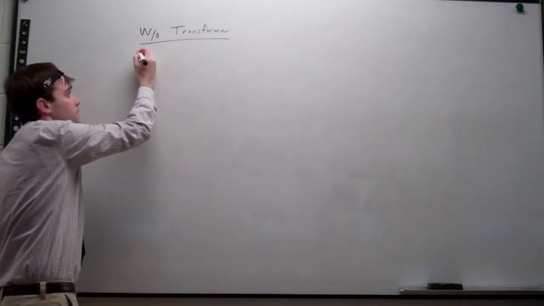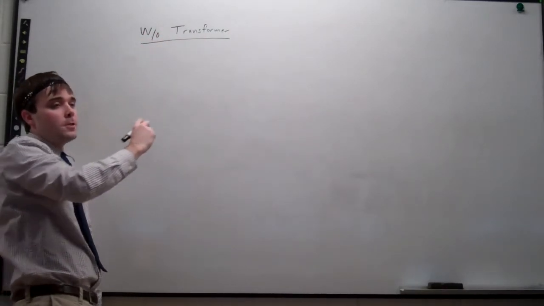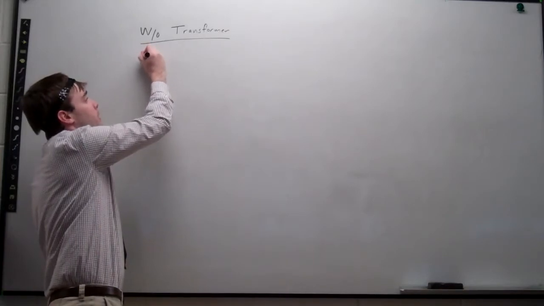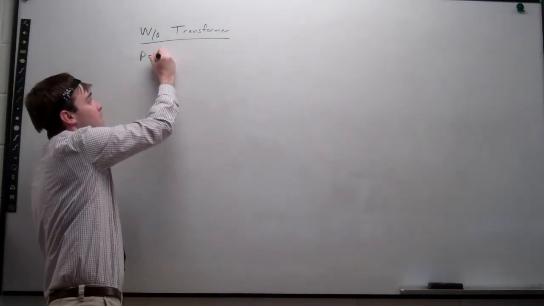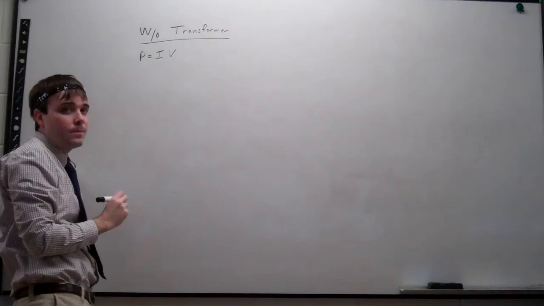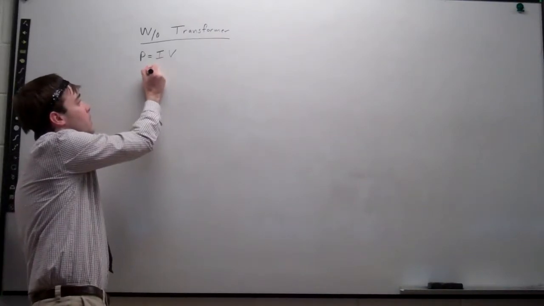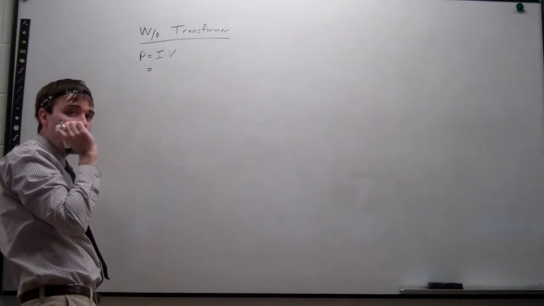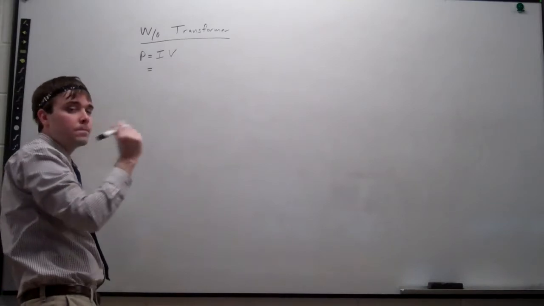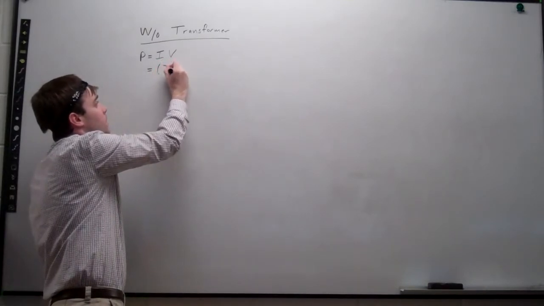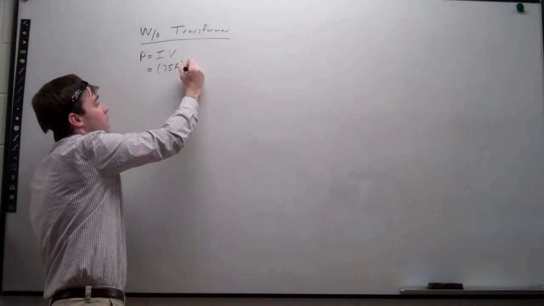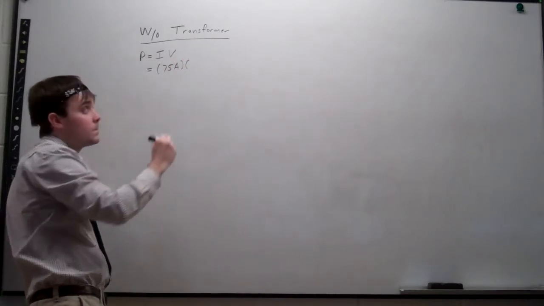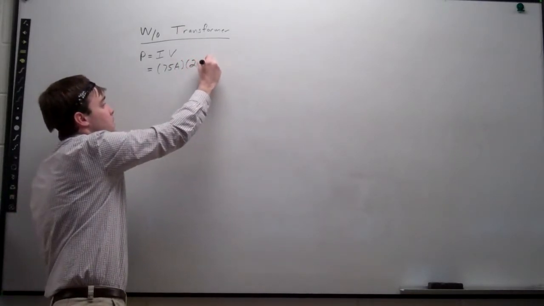Okay, so first thing we're going to find is the power from the generator. So power equals IV when it's coming from the generator. And what's the current? 75 amps. And what's the voltage? 240 volts.